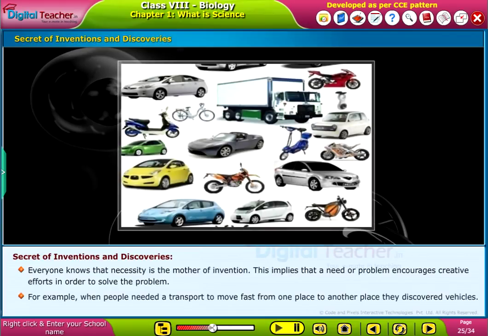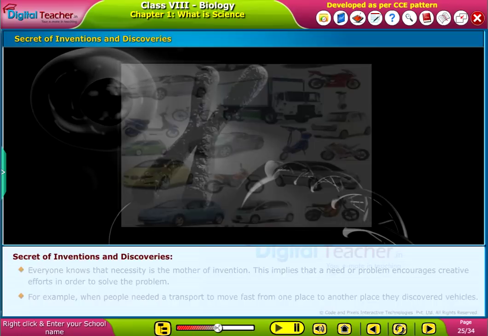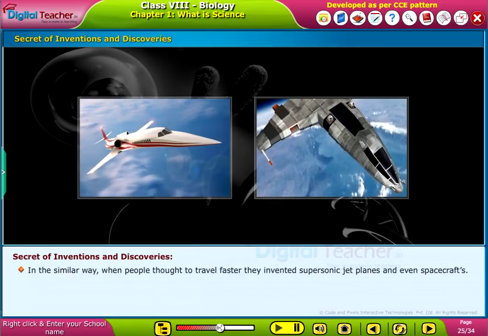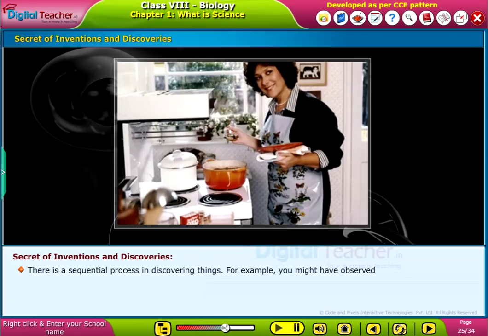For example, when people needed a transport to move fast from one place to another, they discovered vehicles. In the same way, when people thought to travel faster, they invented supersonic jet planes and even spacecrafts. There is a sequential process in discovering things.